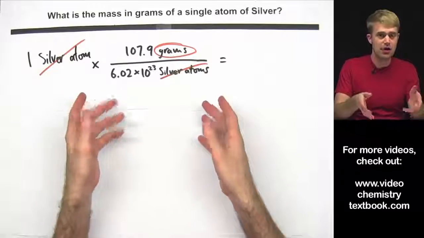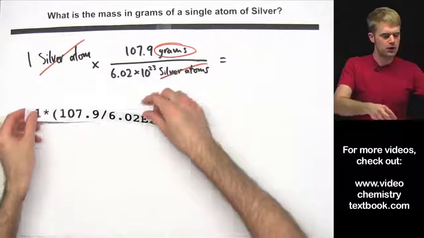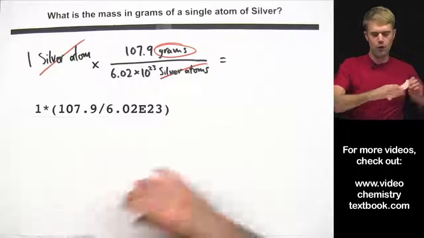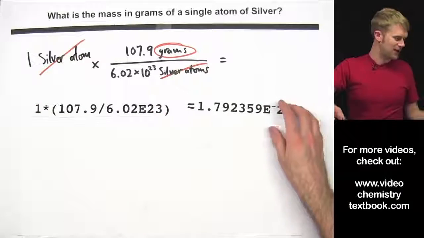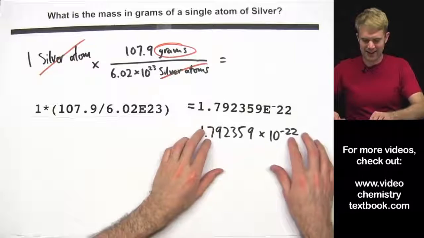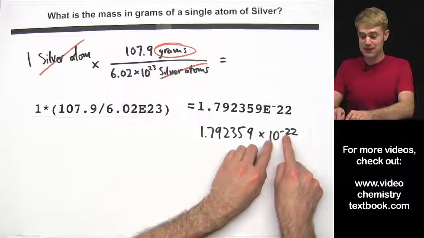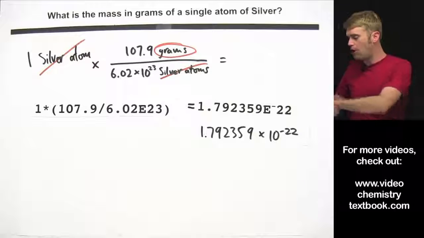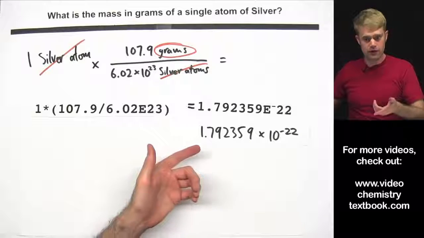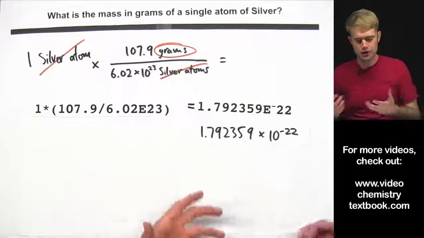Now that we've written this out, we can solve it with a calculator. You can type it in like this. We will get this out as our answer, which is just the calculator's way of saying this number times 10 to the negative 22nd. And all we have to do now is just round this using significant figures, because calculators don't do rounding.